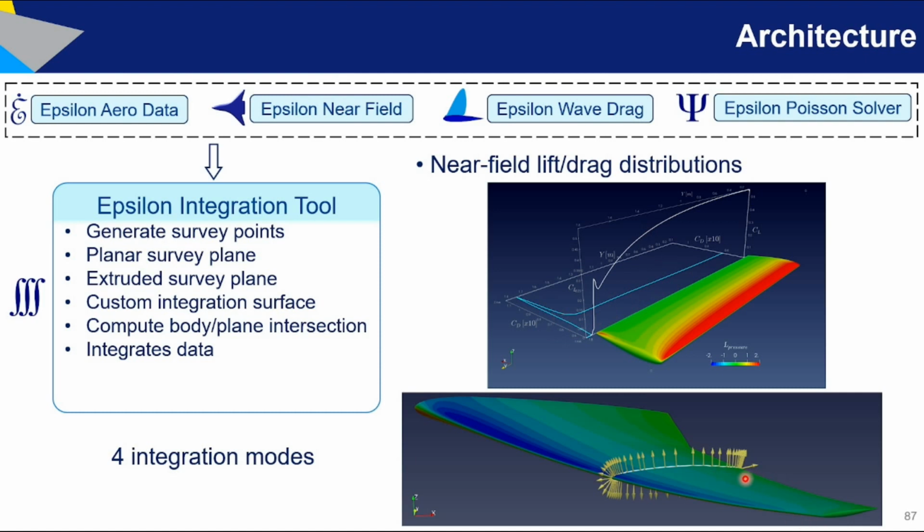You can actually see here in this image a slice, and I also incorporated the surface normals just to illustrate that the normals drive the sign of the lift or drag that is computed by Epsilon near field.